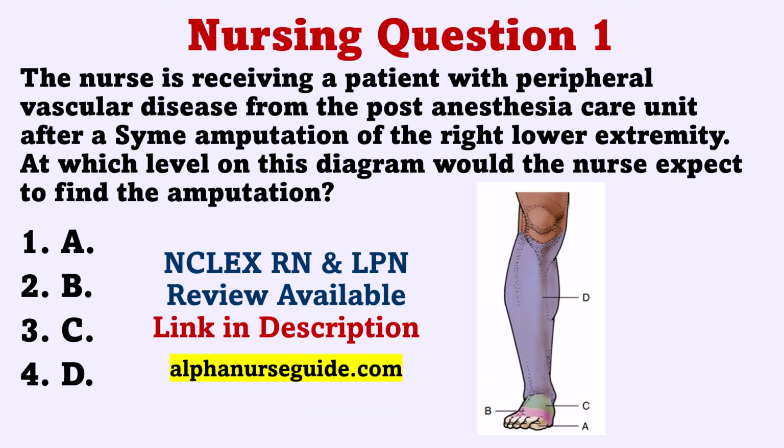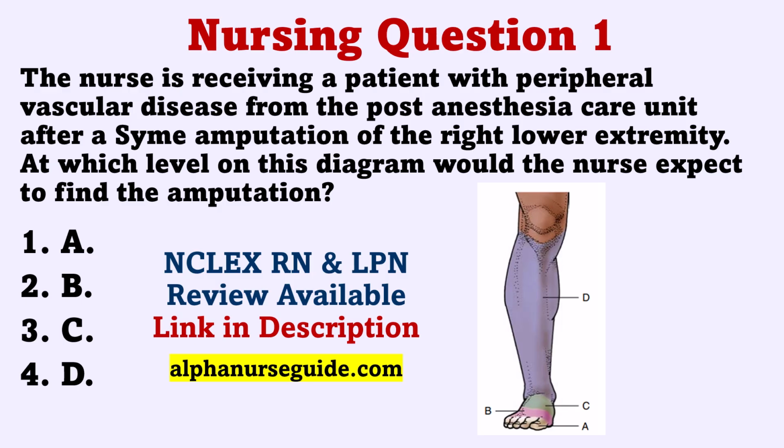The nurse is receiving a patient with peripheral vascular disease from the post-anesthesia care unit after a Syme amputation of the right lower extremity. At which level on this diagram would the nurse expect to find the amputation? 1. A, 2. B, 3. C, 4. D.